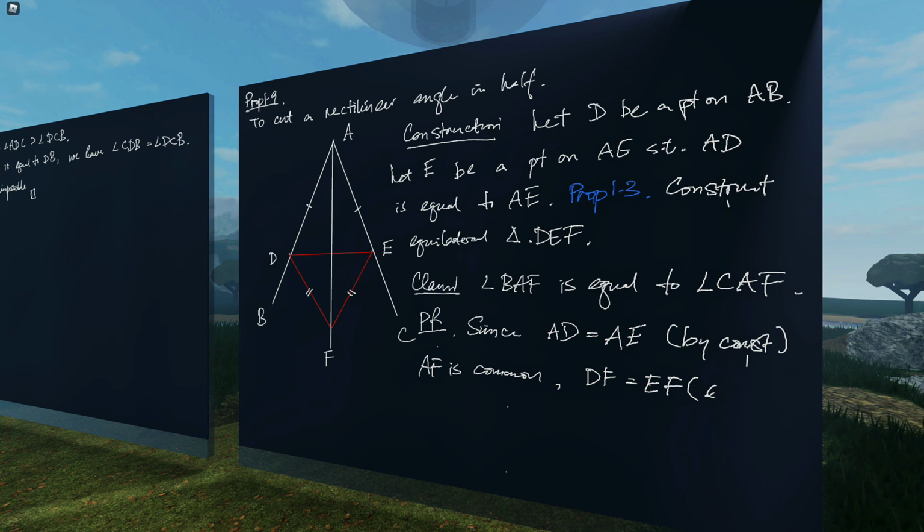And so by proposition 1.8, the claim follows. Proposition 1.8 I assume must be the one that says that if you have triangles with three matching sides equal, then all the corresponding angles must also be equal, and therefore BAF is equal to CAF. Therefore AF bisects or cuts the rectilinear angle CAB in half.